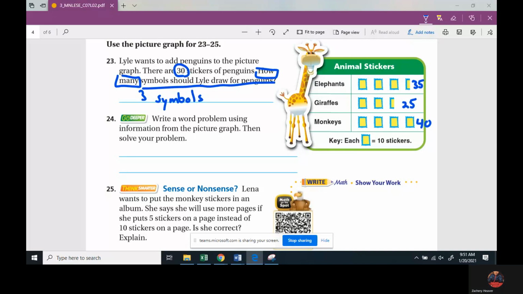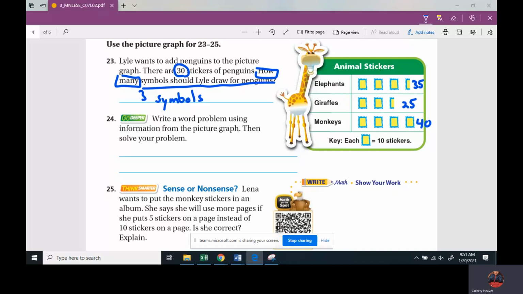Let's say this. I gave 10 students the same amount of monkey stickers. Okay? So, I gave 10 students the same amount of monkey stickers. How many stickers did each student get?